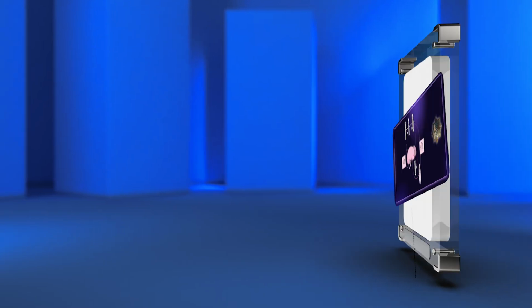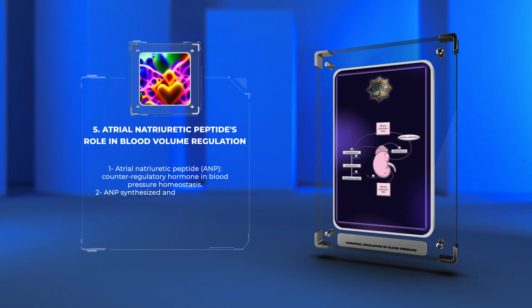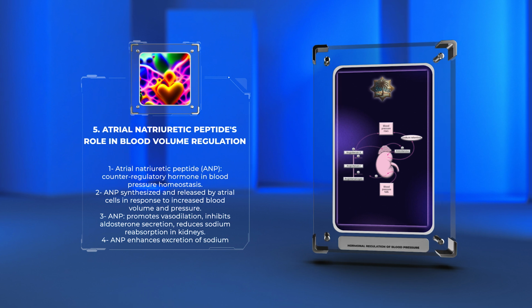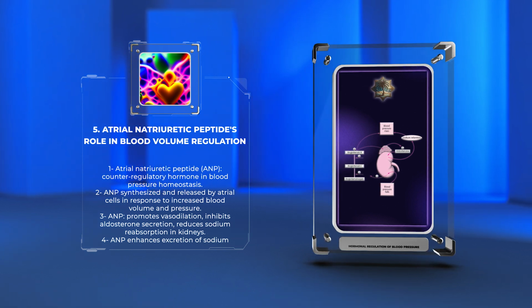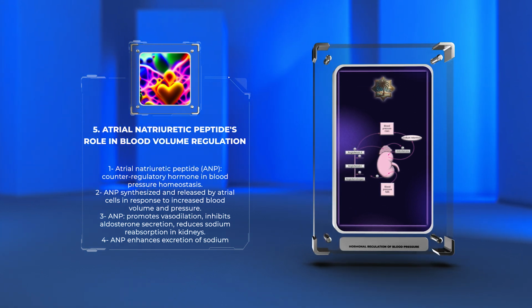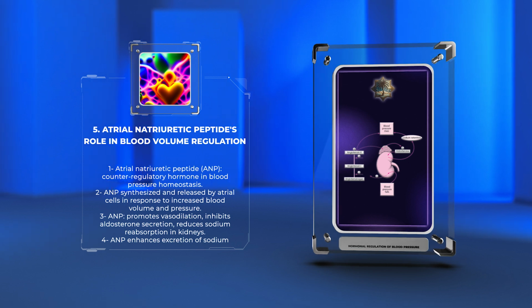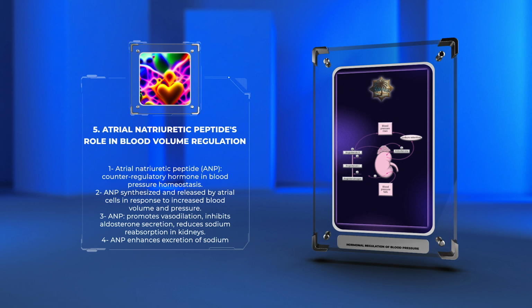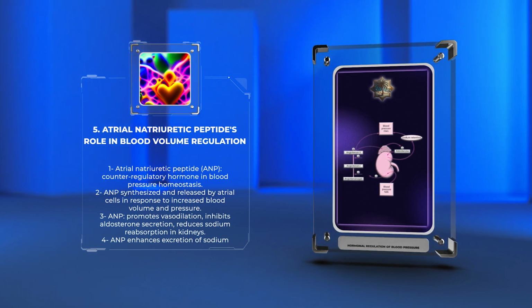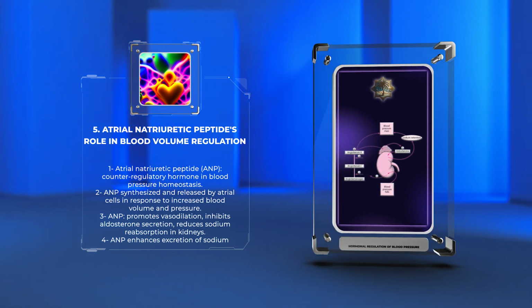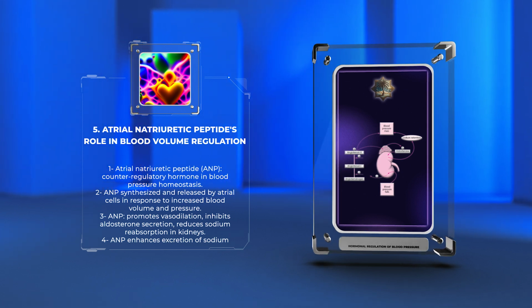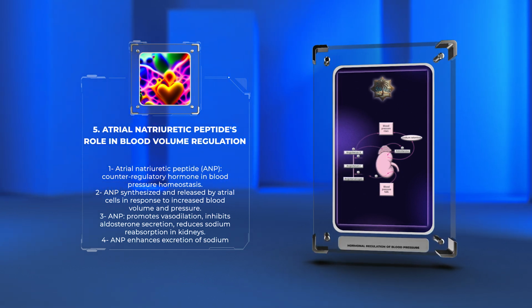In contrast to the hormones discussed earlier, atrial natriuretic peptide, ANP, acts as a counter-regulatory hormone, aiding in blood pressure homeostasis. ANP is synthesized and released by the atrial cells of the heart in response to increased blood volume and pressure. ANP promotes vasodilation, inhibits aldosterone secretion, and reduces sodium reabsorption in the kidneys. These actions result in enhanced excretion of sodium and water, leading to a decrease in blood volume and subsequent reduction in blood pressure.